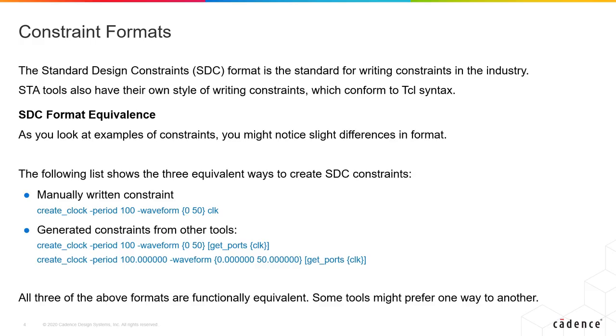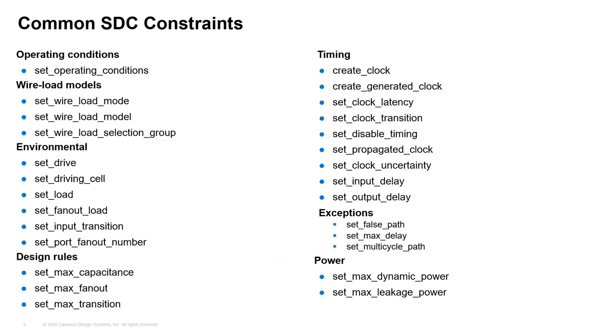When you write out your constraints, you might write it out in a simple format. But something that is generated from a tool might use different floating point numbers or specify get_ports to identify ports. All these different variations are functionally equivalent. It's just that some tools prefer one way or the other. If we were to group the SDC constraints, you would group them into operating conditions or constraints that were environmental related, your design rules or power related and timing related, and finally wireload models related constraints.